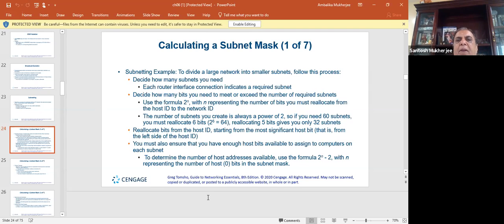To determine the number of host addresses available, use the formula 2 to the power n minus 2, with n representing the number of host bits, the 0 bits in the subnet mask. So basically, you must ensure that enough host bits are available to assign to the computers. We first have to examine whether we have enough bits available to assign to the computers within each subnet. The formula is 2 to the power n minus 2, where n represents the number of host bits in the subnet mask.